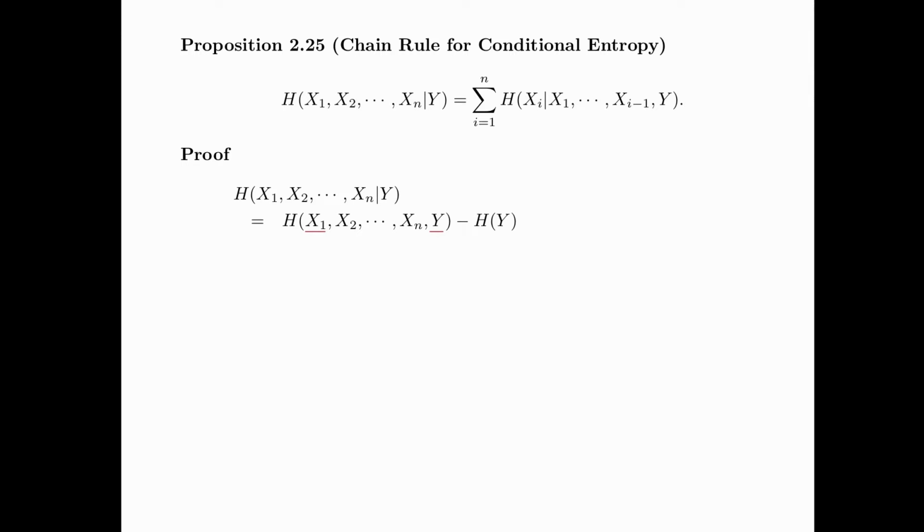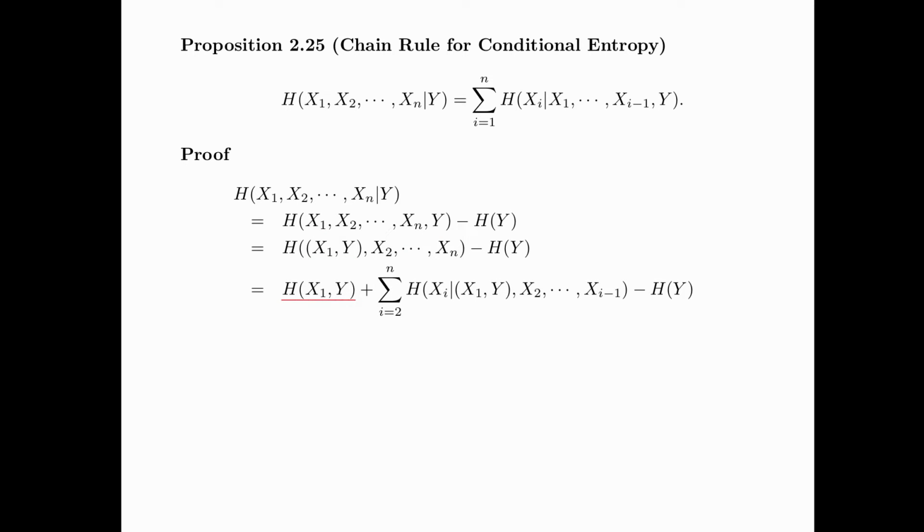Now we combine the random variables X1 and Y to obtain the entropy of X1, Y as a pair, X2 all the way up to Xn, minus the entropy of Y. Then we apply the chain rule to obtain the entropy of X1, Y plus summation i equals 2 up to n, entropy of Xi conditioning on X1, Y, X2, all the way up to Xi minus 1, and then minus the entropy of Y. And then we move Y to the end of the conditioning.